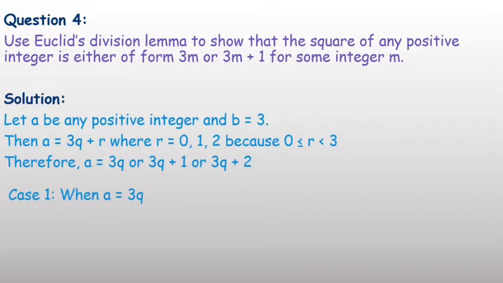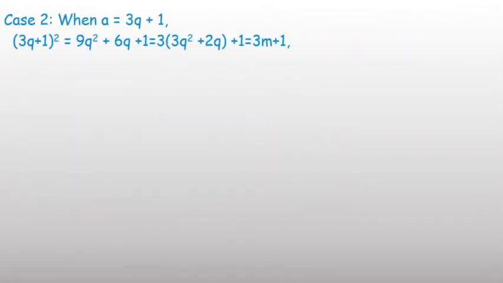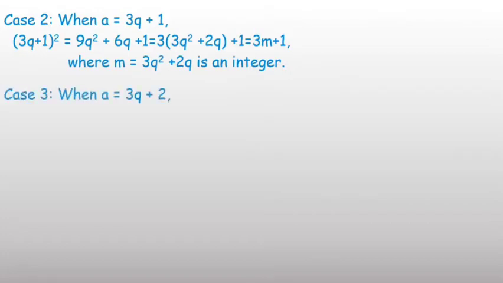First, if a equal to 3q, then square of 3q means 9q square, which we can write as 3 into 3q square equal to 3m, where m equal to 3q square is an integer. Second, if a equal to 3q plus 1, then square of 3q plus 1, 9q square plus 6q plus 1 equal to 3 into m plus 1, where m equal to 3q square plus 2q.